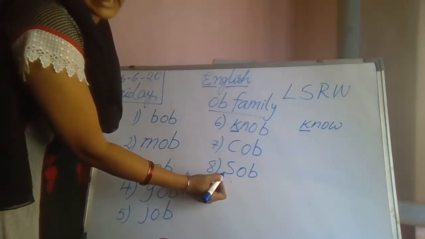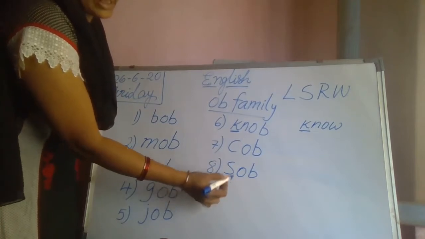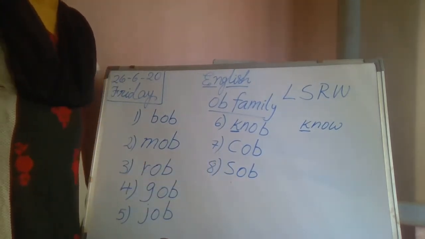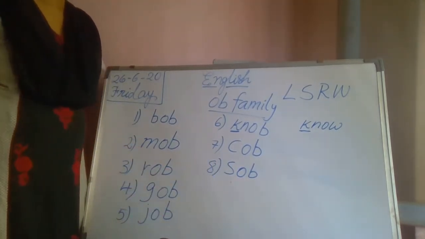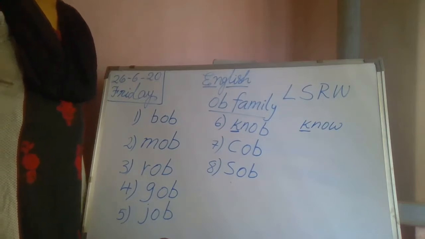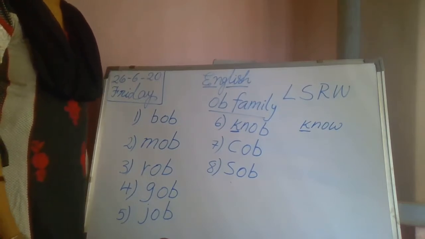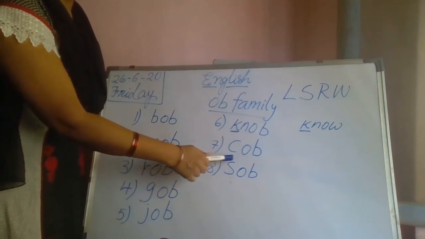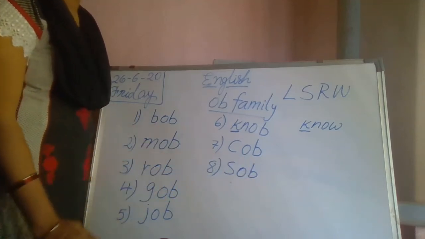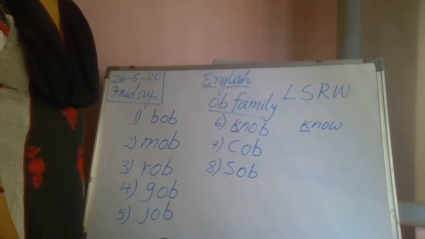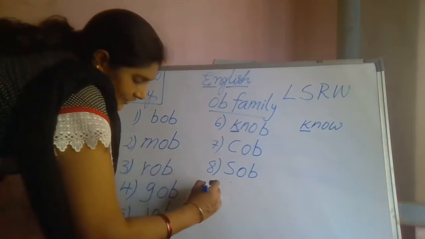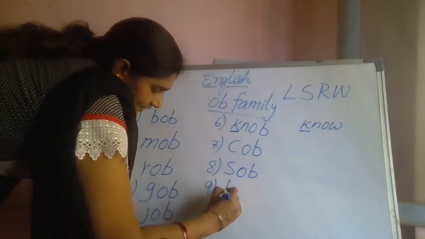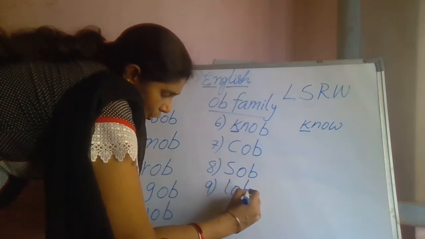Only two S. What is the sound of S? S-s-s-sa. S for sun, sa. S for stars. Okay, how can we pronounce S? If we connect this S to the ob family, sop. How can we pronounce? Sop. Next. L-O-B.